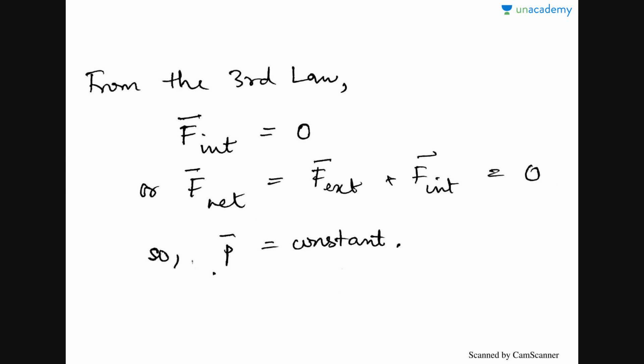So the net force on the body is the sum of the external force as well as the internal force. Since the internal force, derived from the third law, is already zero, and we have taken the external force acting on the body to be zero, the net force is zero. This gives us the conclusion that linear momentum is conserved.